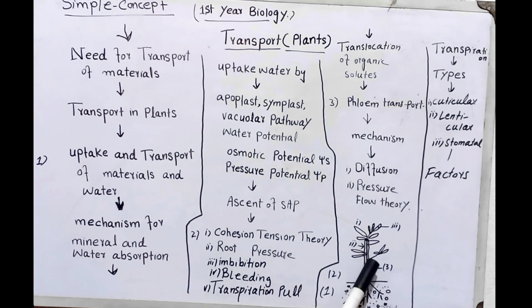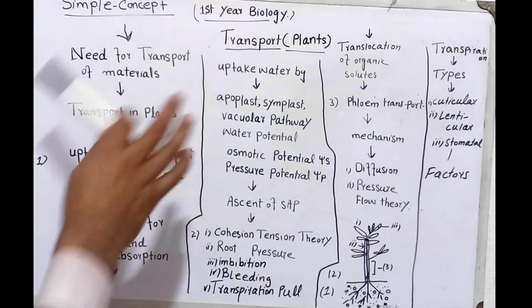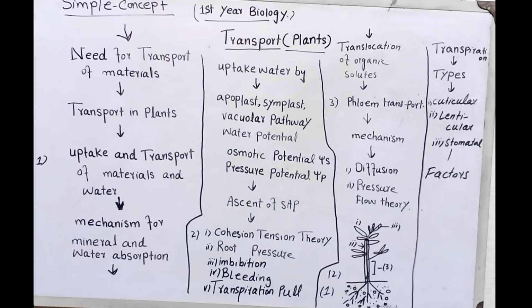Then there is the cuticle present in leaves, and the lenticels are present in stems or root cells, and so this transpiration mechanism happens. So this is a very simple mechanism that is discussed in a short way.